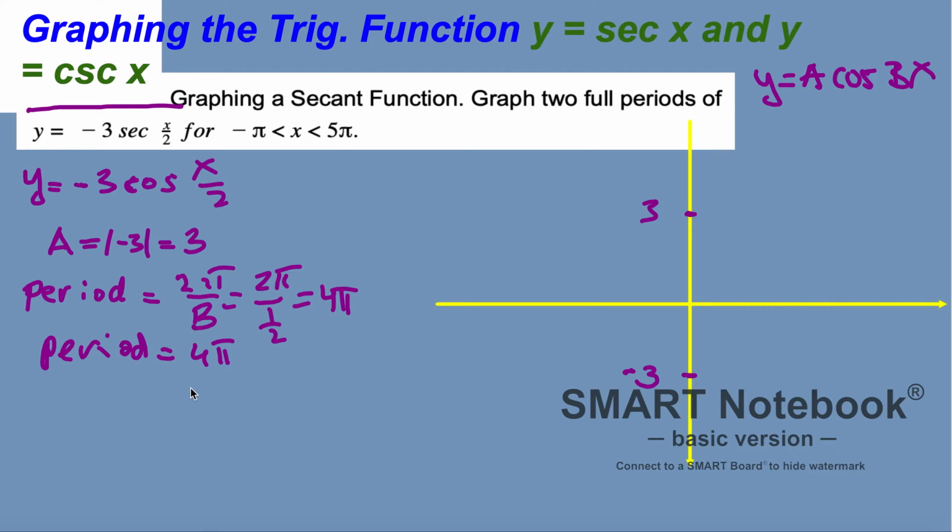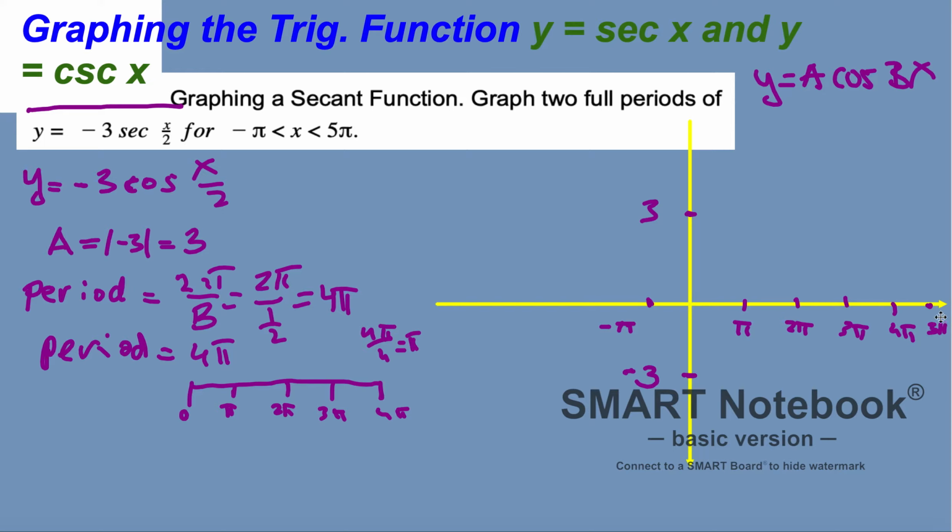And because we have a 4 pi, if we divide it into 4 equal spaces, 4 pi divided by 4 is going to be pi. It means that everything here is 0, pi, 2 pi, 3 pi, and 4 pi. So this interval of 4 pi is divided into 4 symmetrical sides. And here is 5 pi, and here is -pi. Okay, so we are looking to restrict this domain, what is given from -pi to 5 pi.